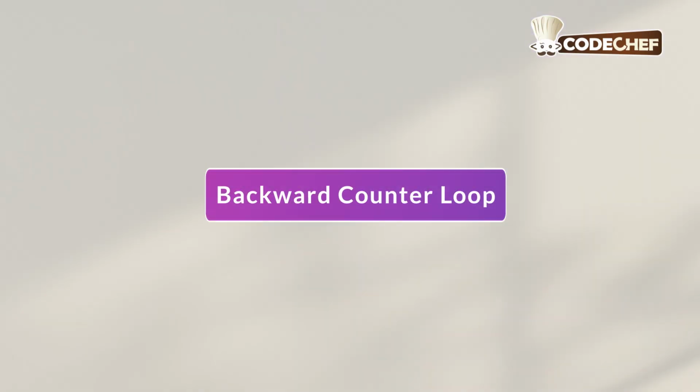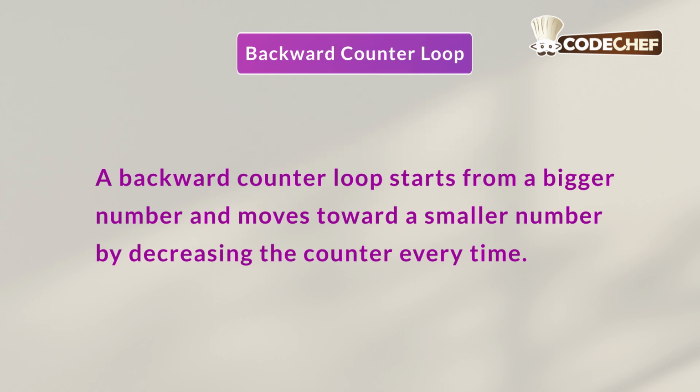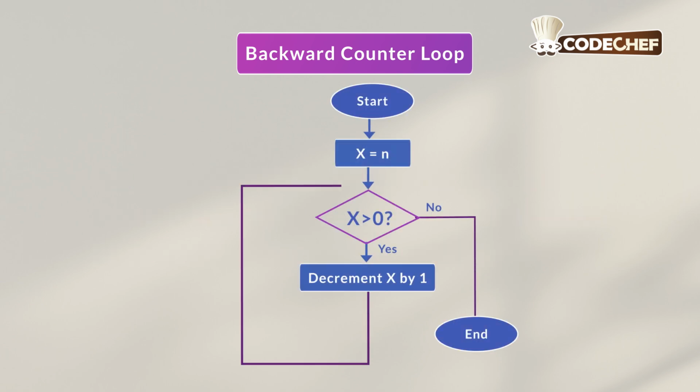Backward counter loop. A backward counter loop starts from a bigger number and moves towards a smaller number by decreasing the counter every time. So when we are using a backward counter loop, we initialize our variable with a bigger number, and then every time we run the while loop, we decrease the value of that variable by 1 till the condition for the while loop is true.